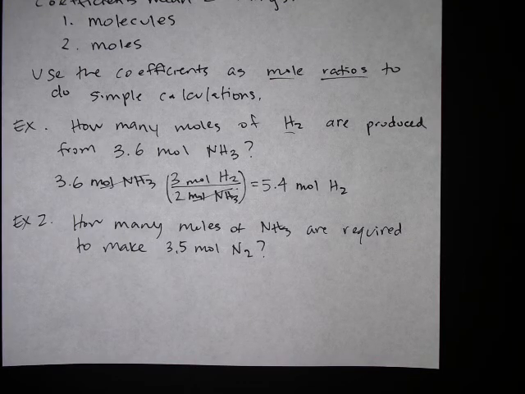So what do you start with? No, you want to try it? You try it first. Take a minute. Try it. Do it. Write things down. Read the question again. Start with 3.5 moles of nitrogen and go from there.